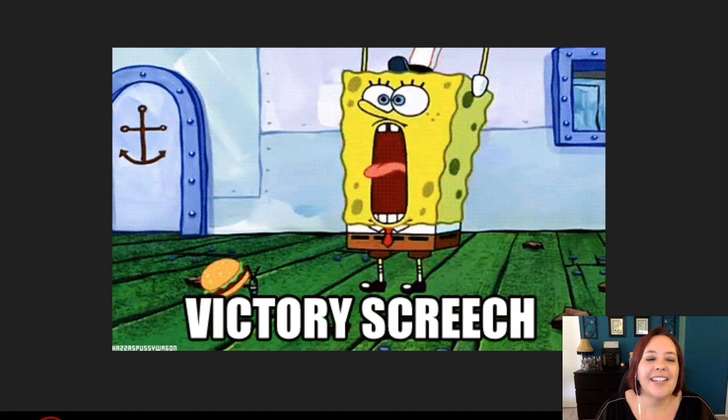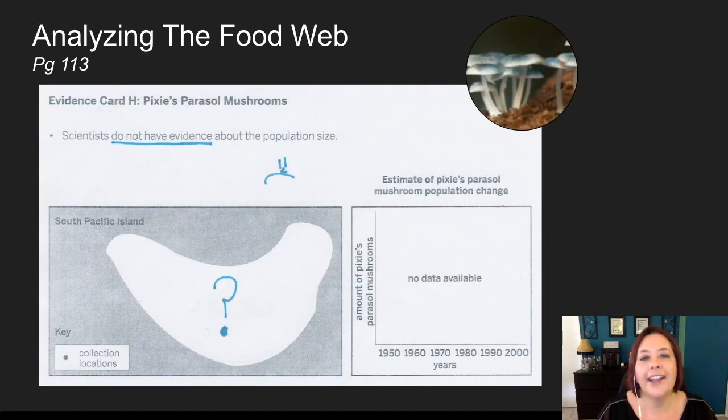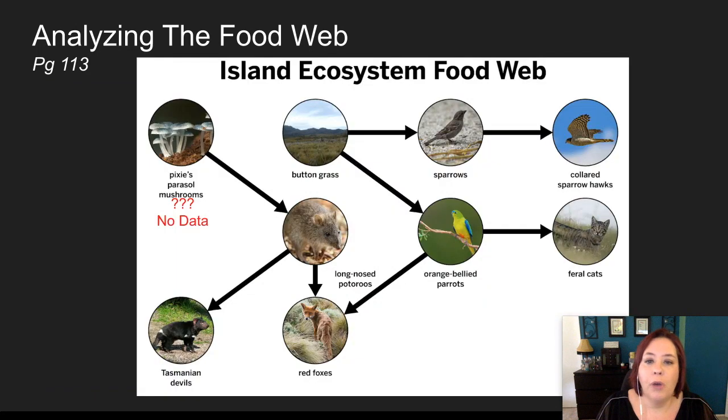So let's go ahead and take a look at these evidence cards and see how we annotated our food web. First up, I went ahead and chose evidence card H to start with, and that is Pixie's Parasol mushrooms. Now, right on this evidence card here, it says we do not have evidence. So we don't know what's going on with the Pixie Parasol mushrooms. There's no data, there's no data collection locations. So on my food web, I'm just going to put some question marks and write no data because I don't have any data. All right, simple as that.